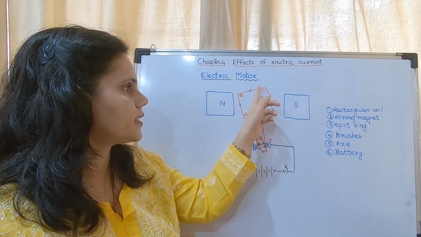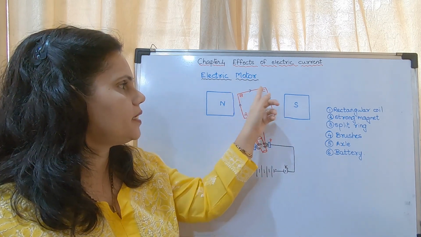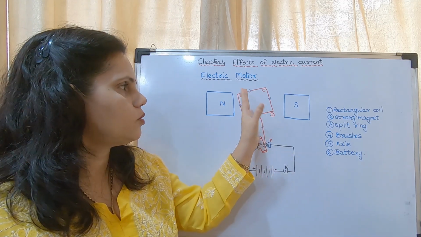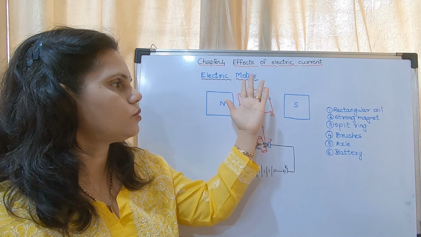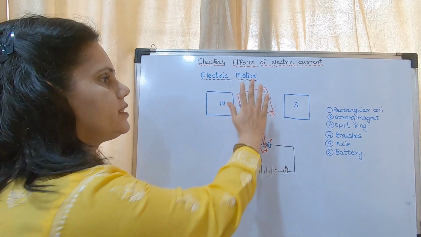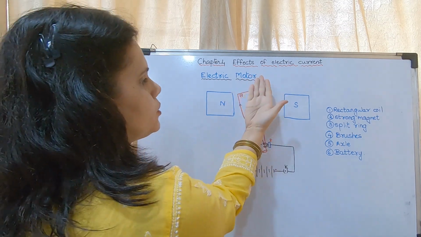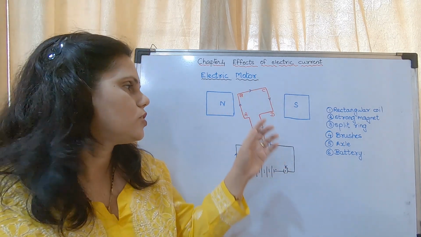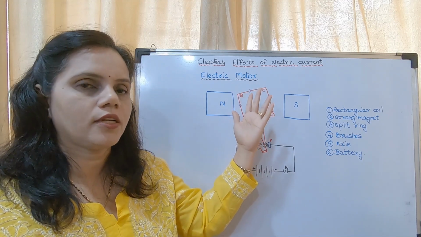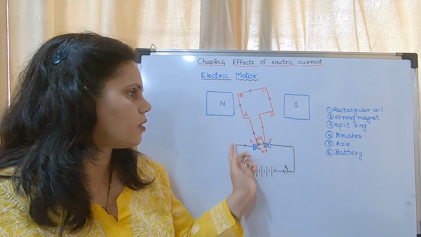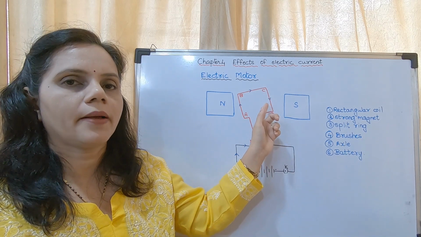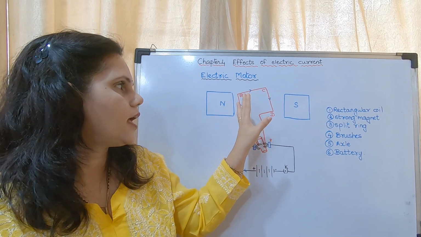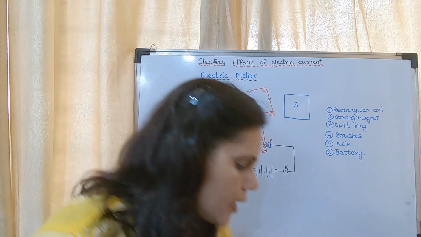So when the current is this way, that is AB, CD, the current is moving this way. Then it will move like this. When it comes to this position, that means if this is ABCD, then this will become CDBA. So when it comes in the opposite position, then the current will flow from positive to negative. Then what will happen? CD is pulled in the downward direction and AB will come up.